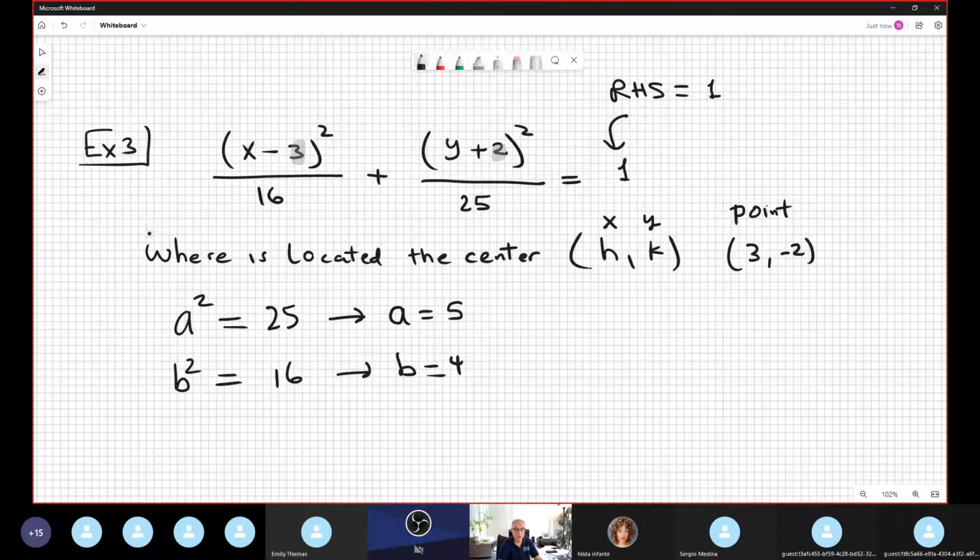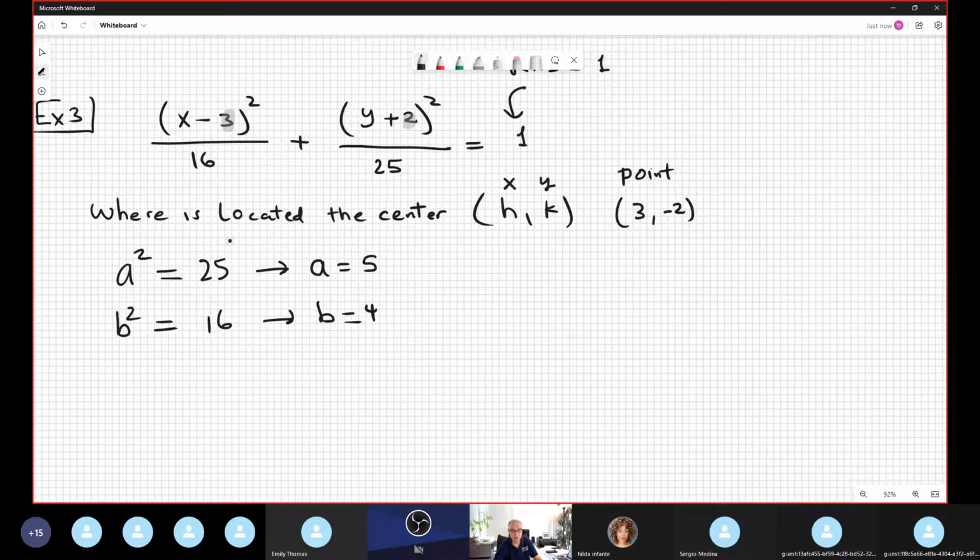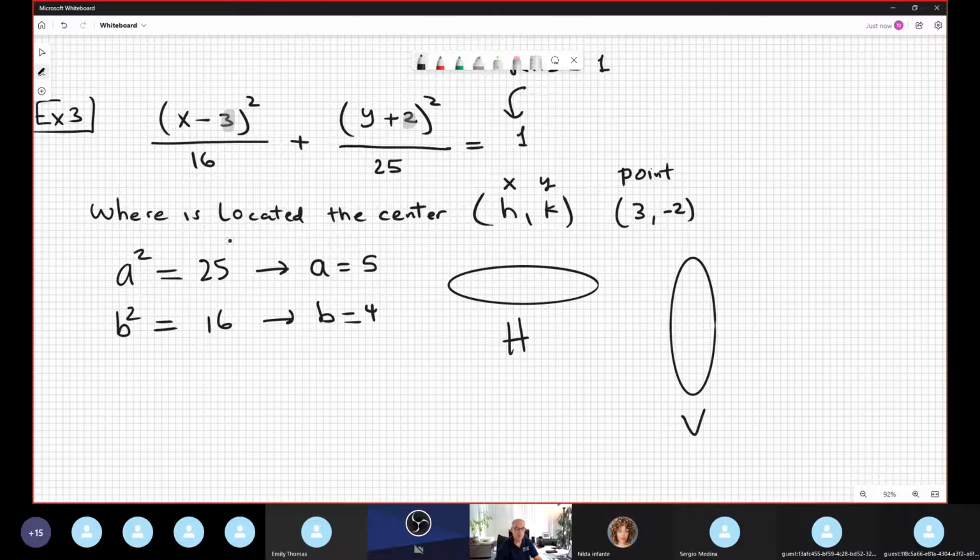This is my classic equation. How does this ellipse look? Horizontally or vertically? Horizontal or vertical? Please help me to understand this. A vertical, Emily. And Emily, this is the center. This center is located at the point 3, negative. Cool. What more information do we need?